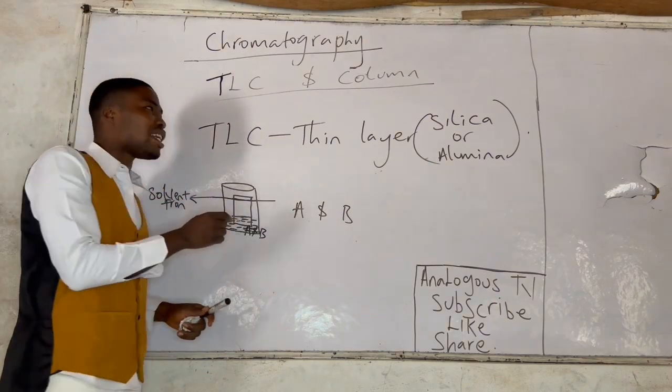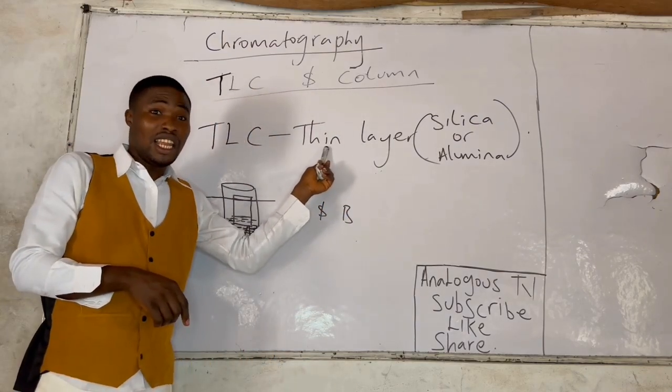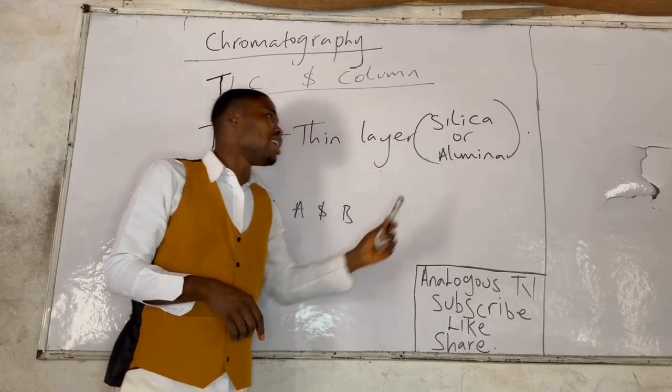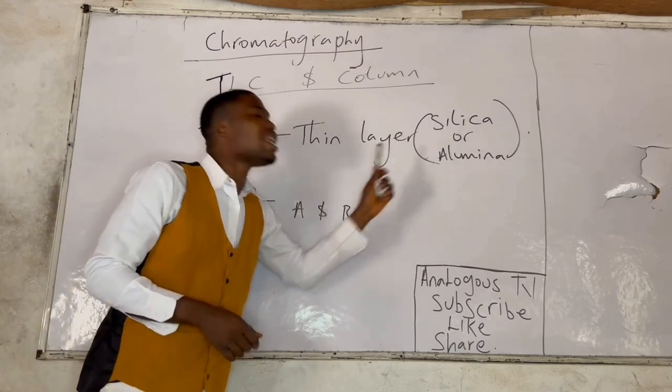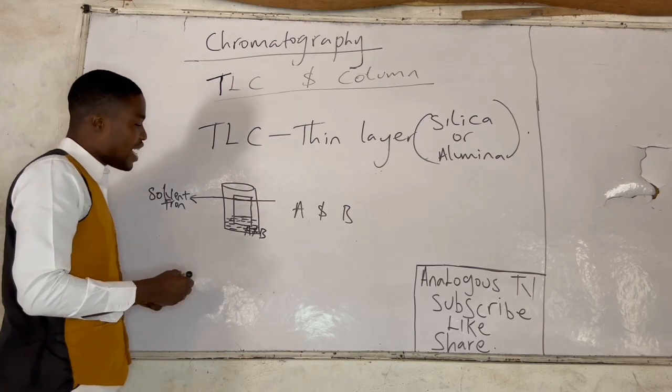in the sense that we're using a stationary phase that is made of silica or alumina. The thin layer in this case is the stationary phase, a thin layer material made of silica or alumina. Silica and alumina are polar materials. So what happens when separating A and B?